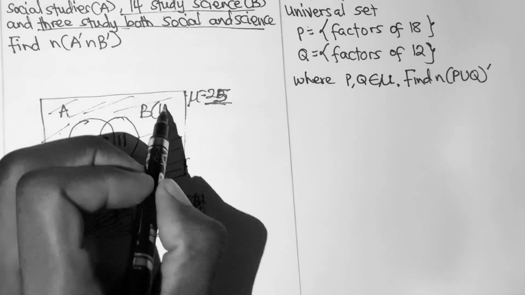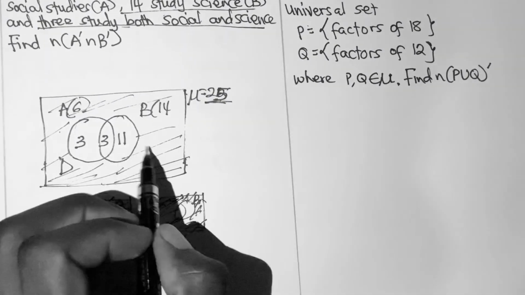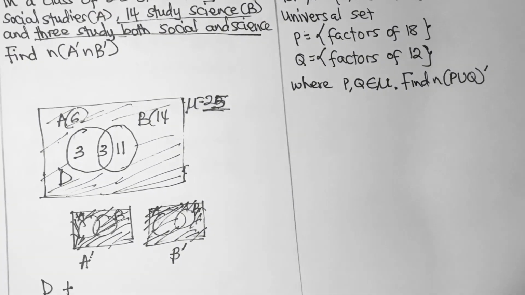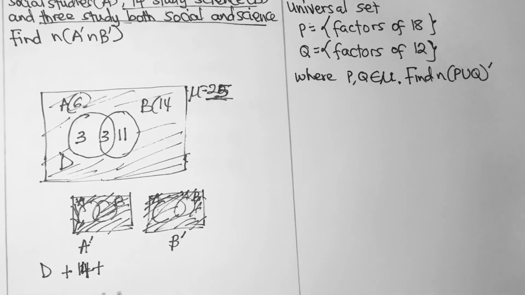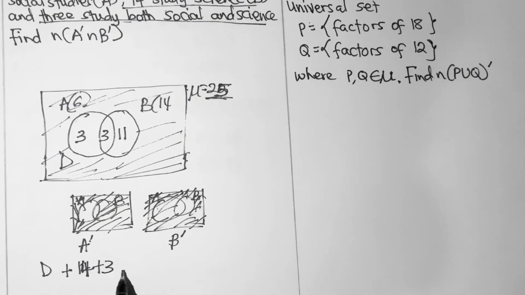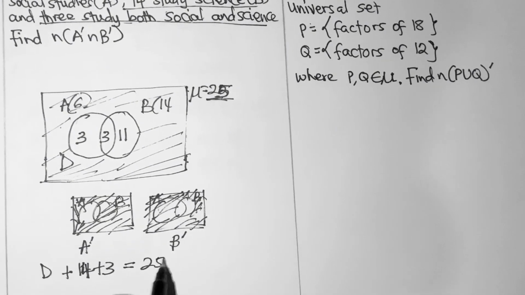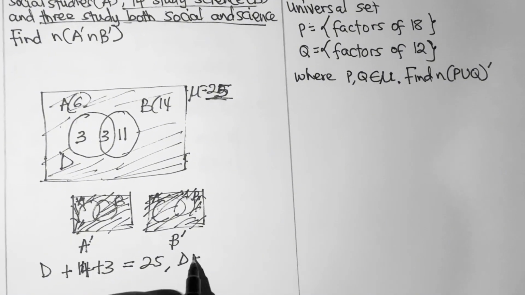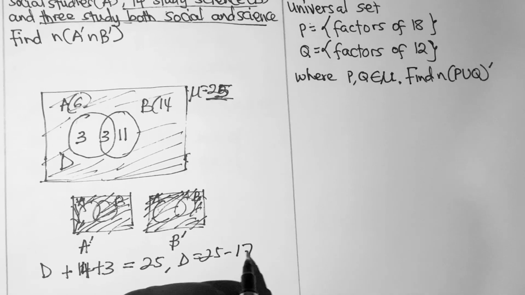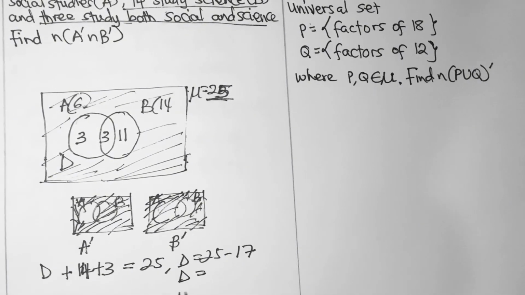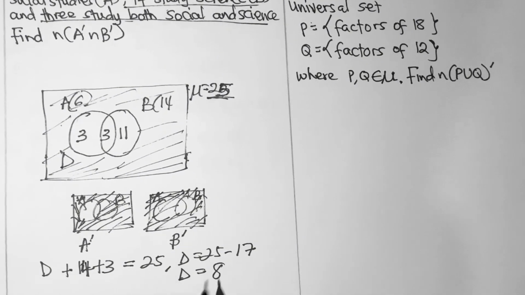So that means that here's 14 and then 6. So if we cover this, we will be left with 3. So plus 14 plus 3, and that is equal to 25. So this implies that D is equal to 25 minus 14 plus 3, which is 17. And therefore D is equal to 25 minus 17, which is equal to 8.